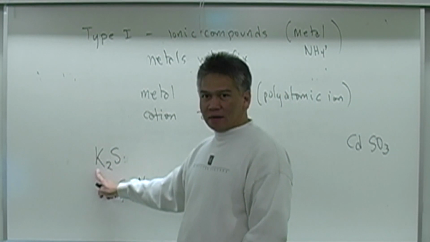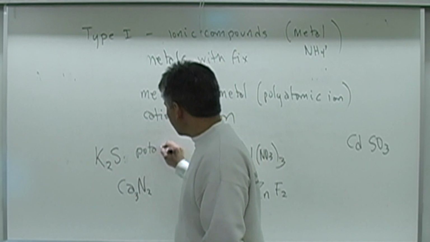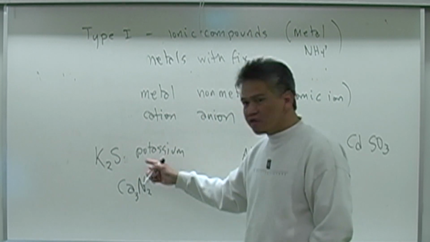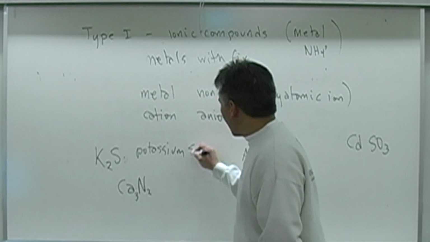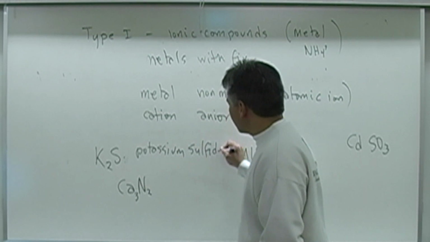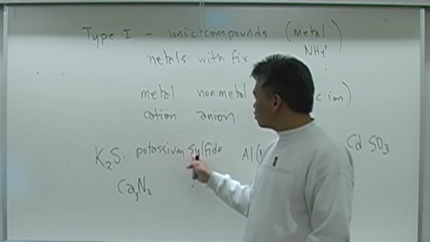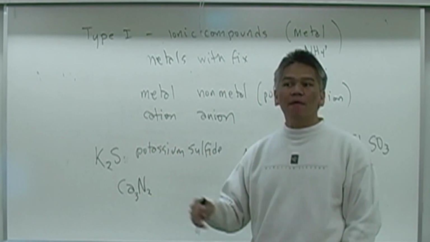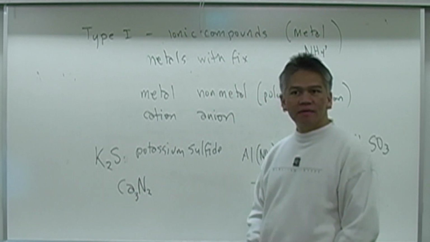K is what element? K is potassium. Potassium sulfur. And what's sulfur? It's sulfur, right? Except when it's an anion, you put "ide," so it's sulfide. That's it. Potassium sulfide. You don't have to do a per or anything. You just name the elements that make up that chemical. It's potassium sulfide.